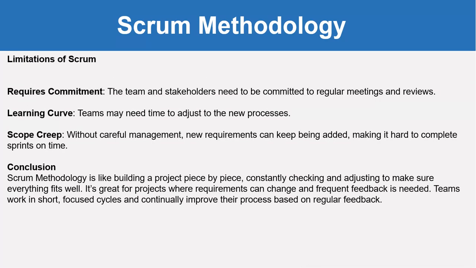Here, friend, there are a few limitations of Scrum as well. The first one is that the team and stakeholders need to be committed to regular meetings and reviews. Generally we try to avoid those meetings. Then a team may need time to adjust to the new processes, which is called a learning curve. And many times it happens that without careful management, new requirements can keep being added, making it hard to complete a sprint on time. So scope creep is another problem in Scrum.